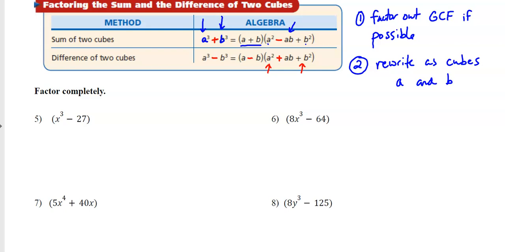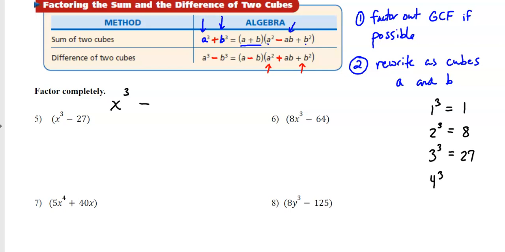So when I look at number 5, I have x to the third minus 27. I can't factor out a greatest common factor, but I do see a couple cubes here. So I have x to the third power minus 27, and 27 is a cube, and it might even be helpful over here to list out the common cubes. So 1 to the third power is 1. 2 to the third power is 8. 3 to the third power, 3 times 3 times 3, is 27.